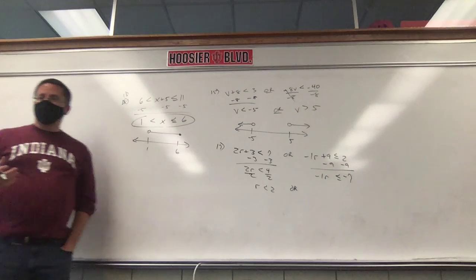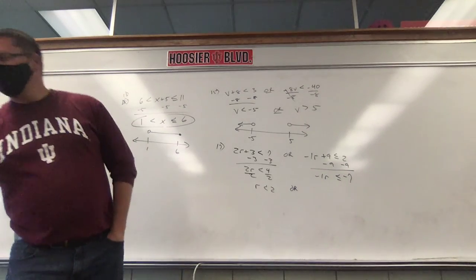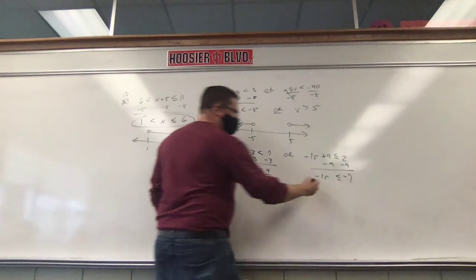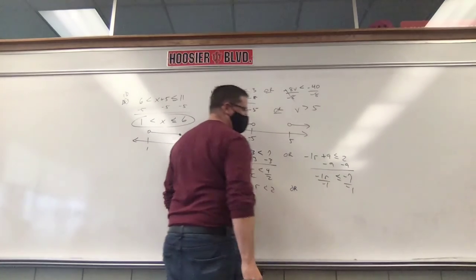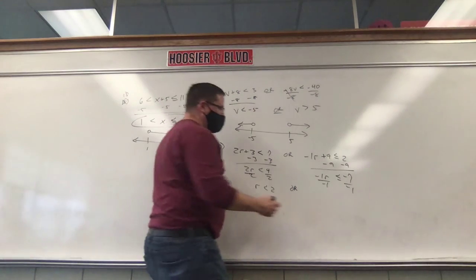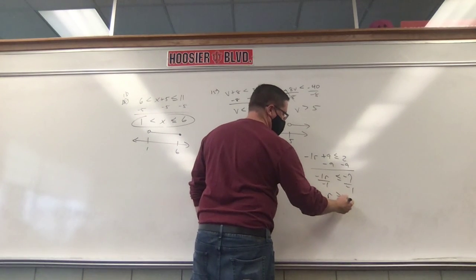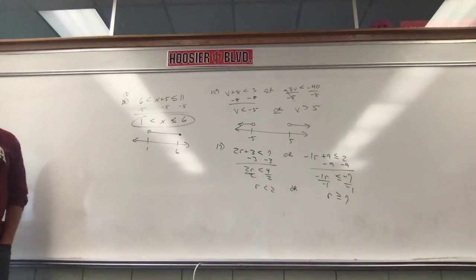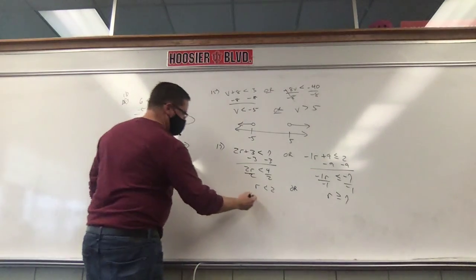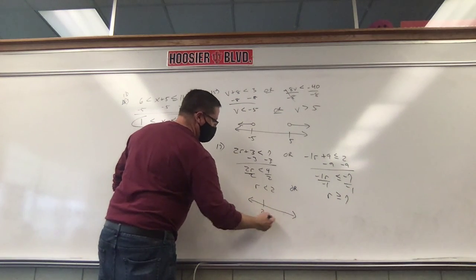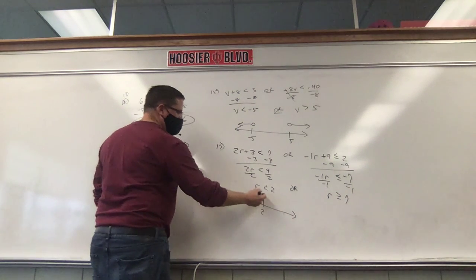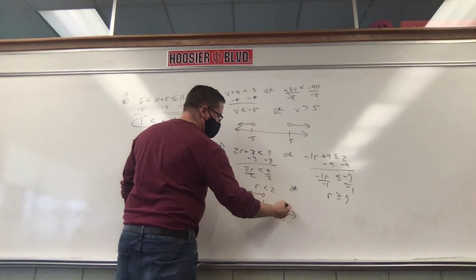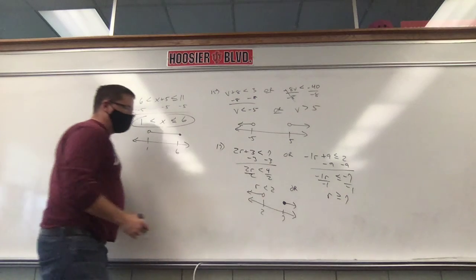Okay, so now what do we do? We need to divide by negative 1. We're dividing by a negative, so we have to flip it around, so r is greater than or equal to 7. Then we graph both of them. Put 2, open at 2 and shade to the left. 7, closed at 7 and shade to the right.